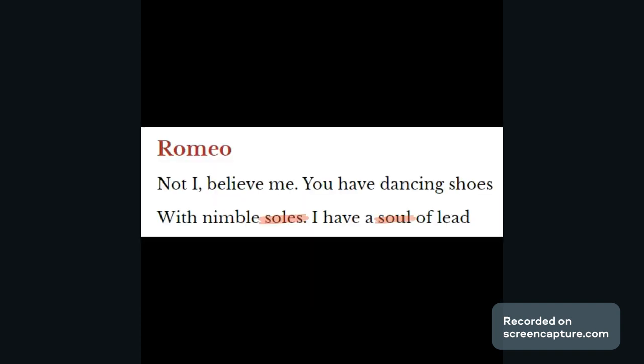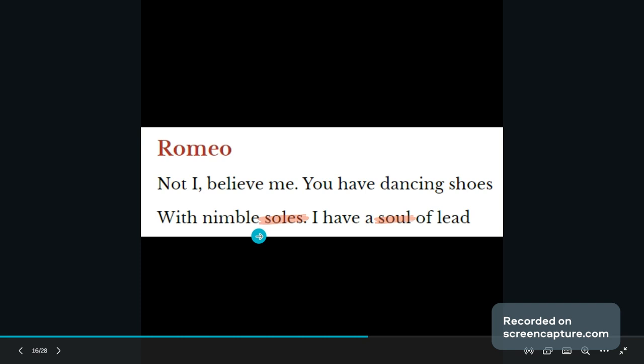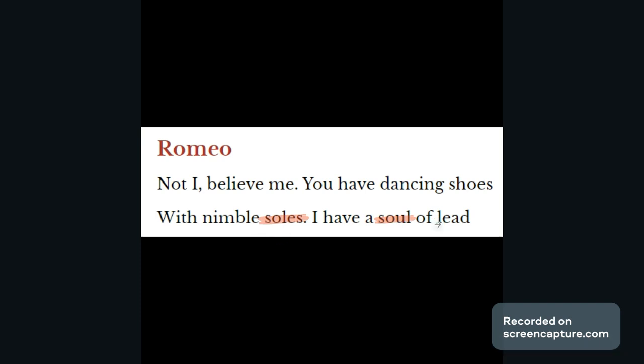Well, here we can see that the spelling is different. We can see "nimble souls" and "I have a sole fleet", but they are pronounced the same. They have different spellings, and this is another example from the work of Shakespeare, in this case Romeo and Juliet.